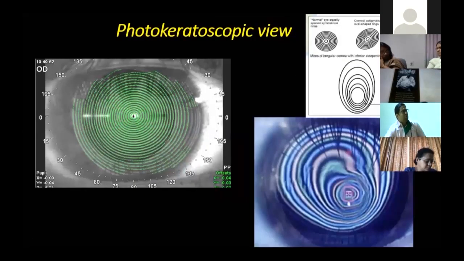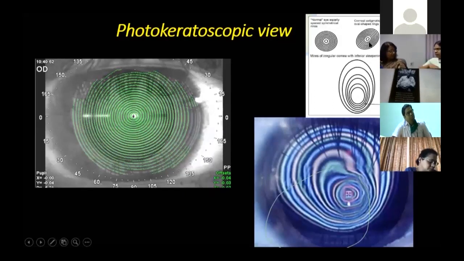Then the photokeratoscopic view, this is how the regular mires, normal mires look like. So if it is normal, then it will be equally spaced. And when it has an astigmatic cornea, then you can see this type of oval appearance. And when there is asphericity seen, then you can see the crowding of the mires, and there is no equal spacing between the mires. So this is another image showing the crowding of mires in the inferotemporal part of the cornea.